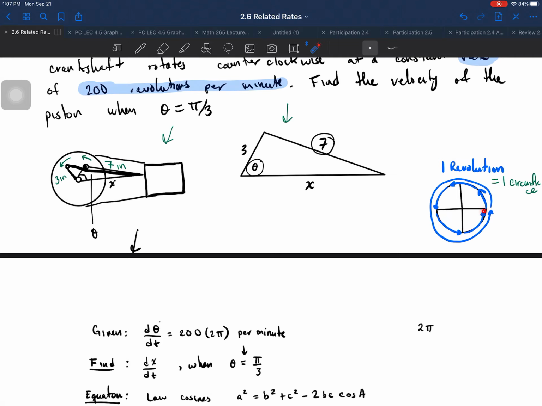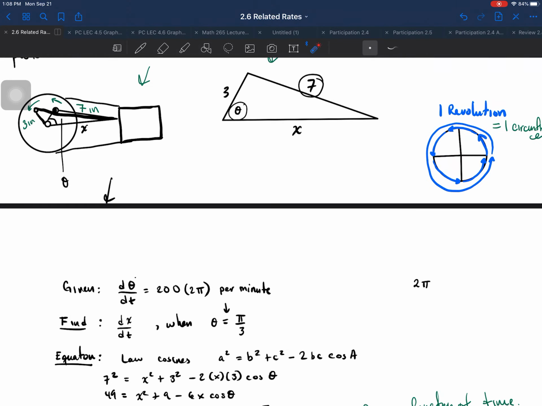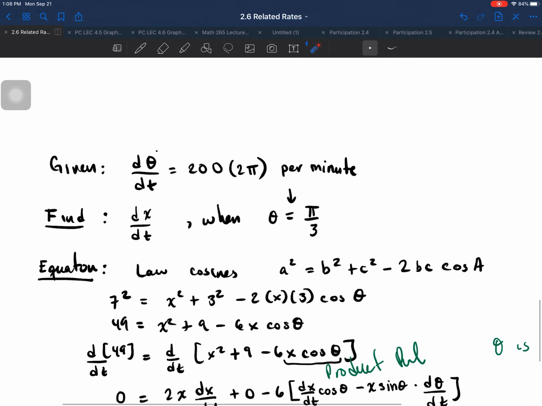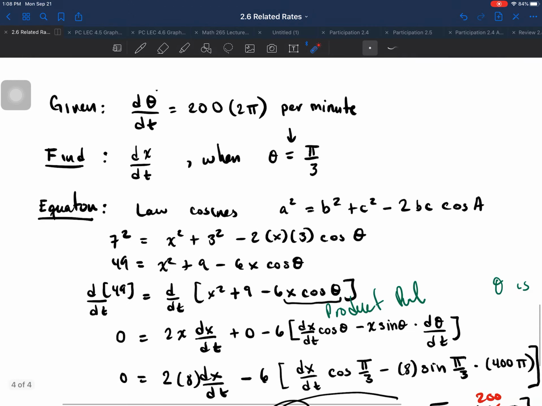That's one revolution. So for a full rotation, the angle has to be 2 pi. So one rotation is 2 pi. You have 200 rotations, so you have 200 times 2 pi per minute. And that tells you how fast the angle is moving. So we already found how fast the angle is changing, and this is consistent, it's always changing at the same rate. But we're going to use that to find how fast the length of the piston is changing when the angle is pi over 3.